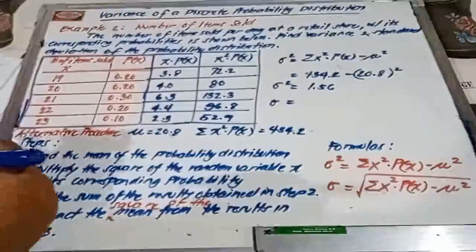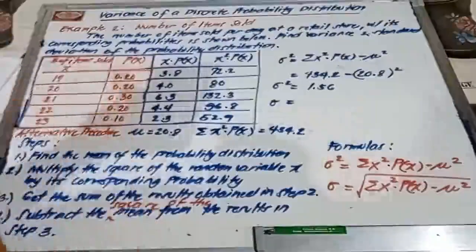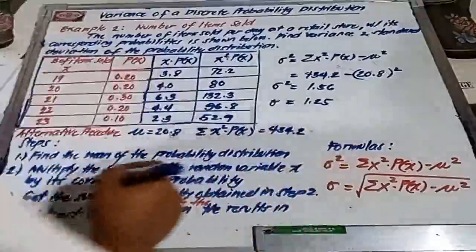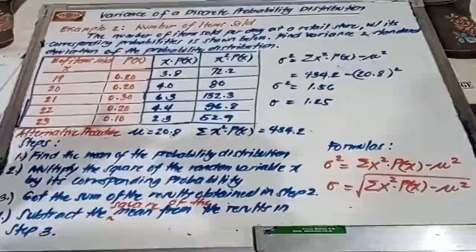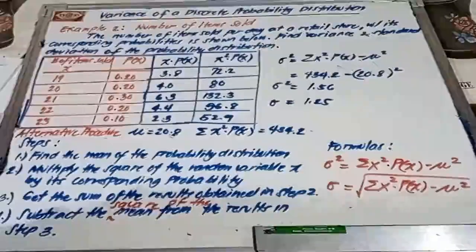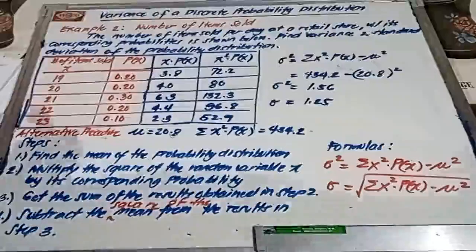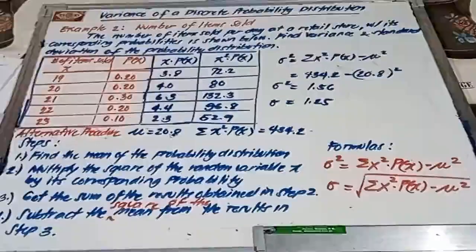And for the standard deviation, you're just going to get the square root of 1.56. That's equal to 1.25. Okay? So any of the two methods, we're going to have the same result. Okay? And that is example number 2 using the alternative procedure in solving for the variance and standard deviation of a discrete probability distribution. Thank you.